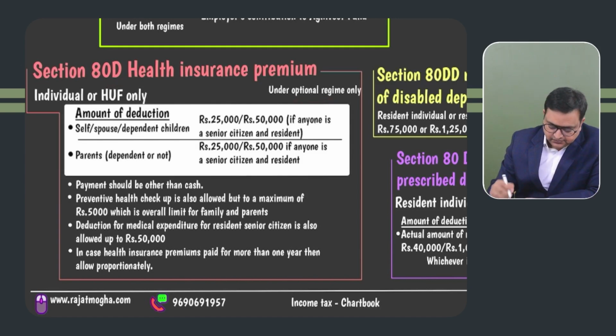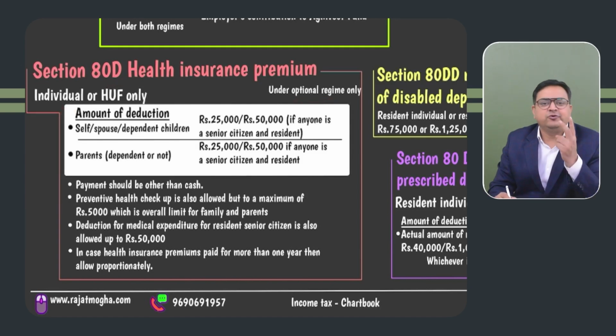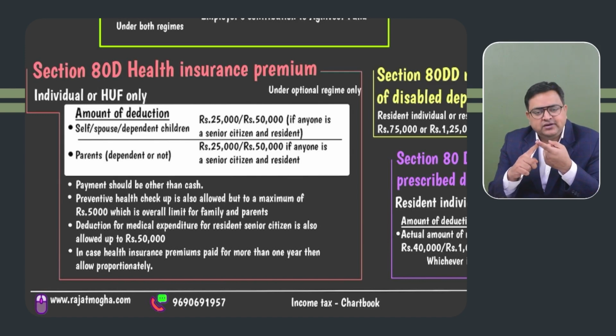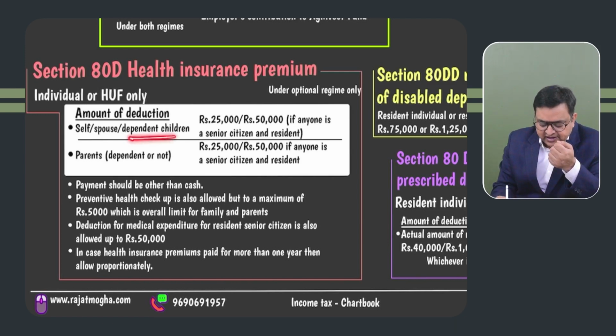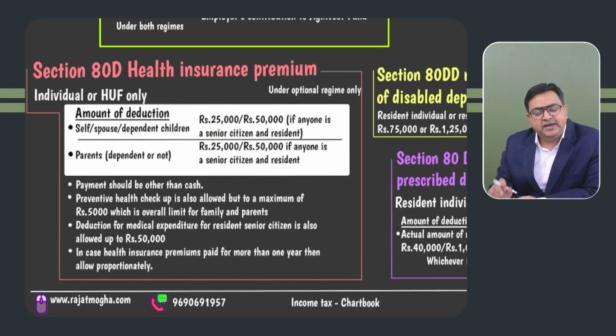Got it? Now, what is the amount of deduction? We have two categories for individual, spouse, and children. For individual, spouse, and children here should be dependent children. See in 80C for LIC, the children could be dependent, non-dependent, but here, for health insurance, the children should be dependent. So self, spouse, and dependent children, what is the limit? 25,000. And for parents, parents can be dependent or non-dependent, both can be there, right? So parents can be dependent, non-dependent. Here again, the limit is 25,000.